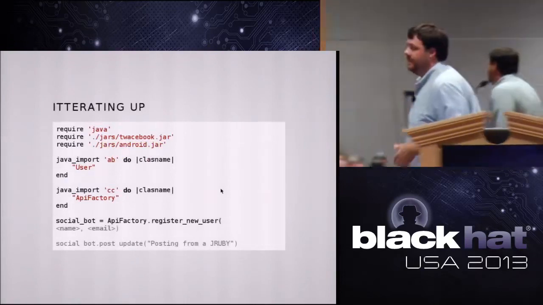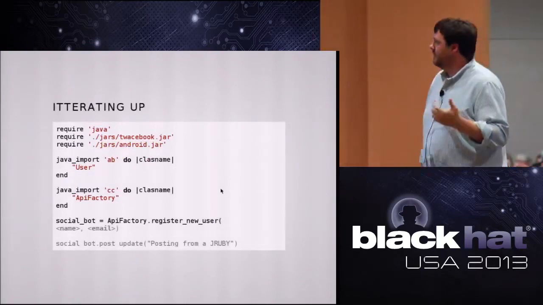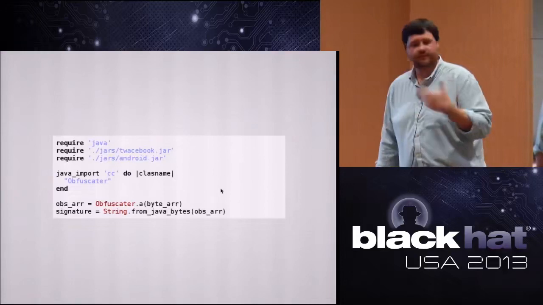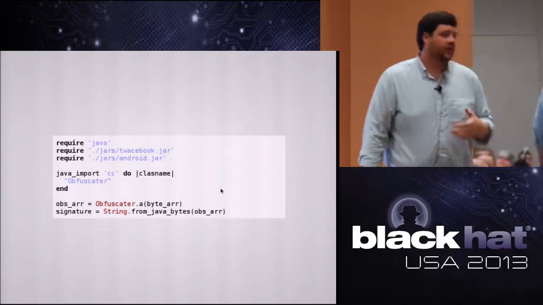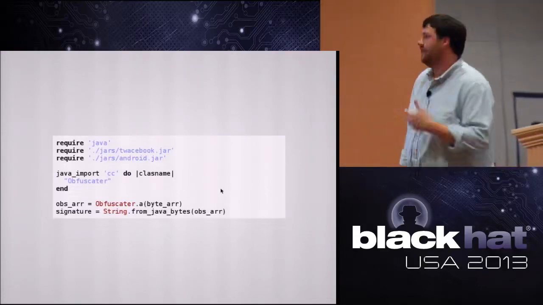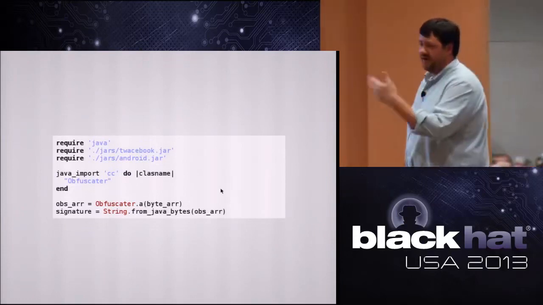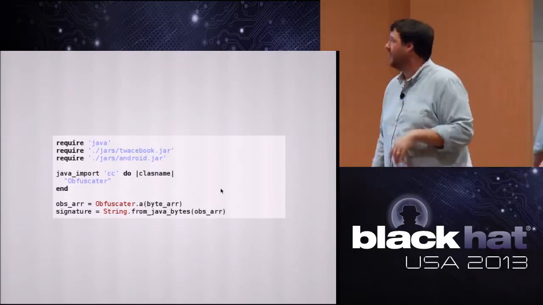You can iterate up. So what we just showed was very simple, like the obfuscator that we were talking about, that we were trying to get by, the little crypto. You just pull it out and call it with the byte array, and then you're getting out what you want, and you can go along your merry way.